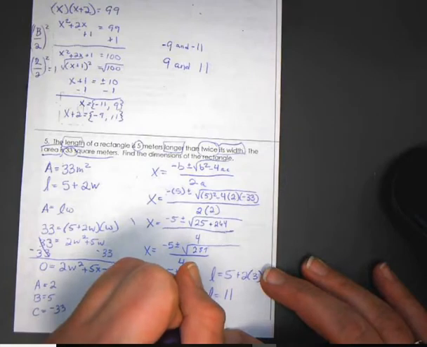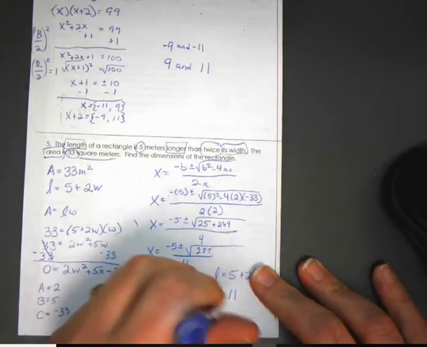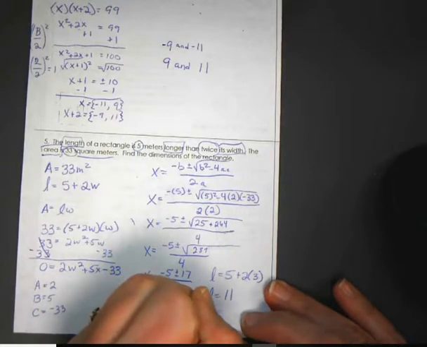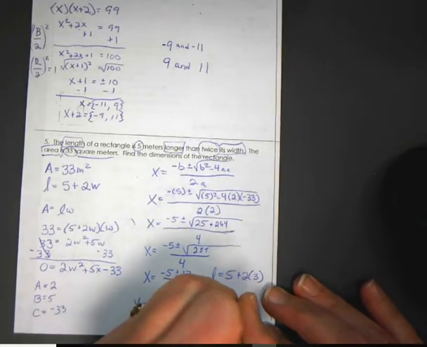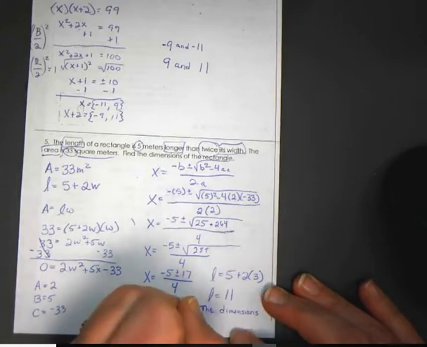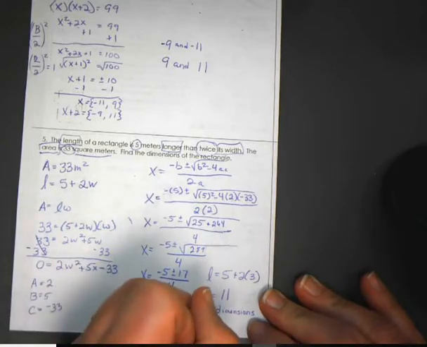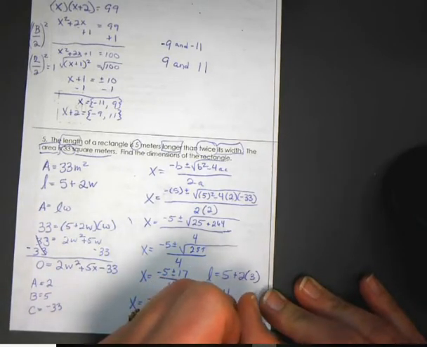So our dimensions are 11 meters and 3 meters. And we should write that again in a complete sentence. So the dimensions are 11 meters and 3 meters.